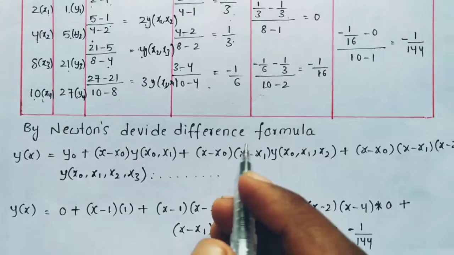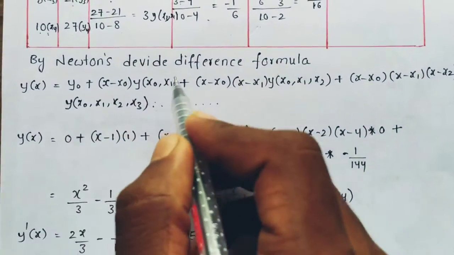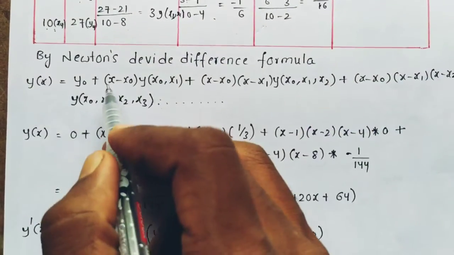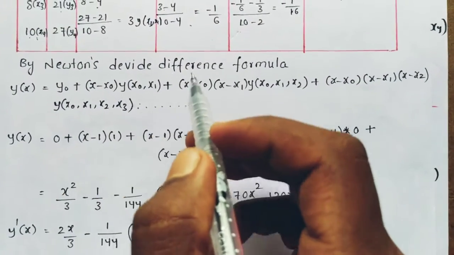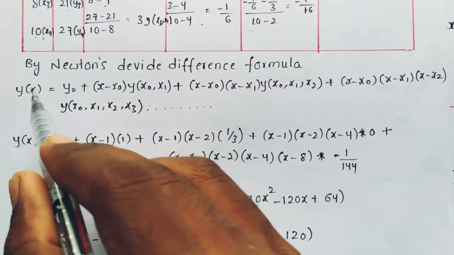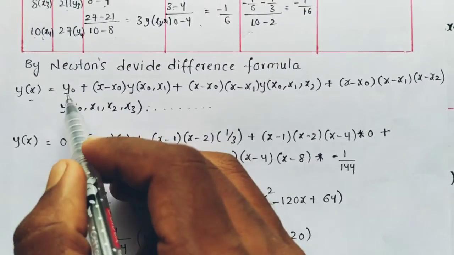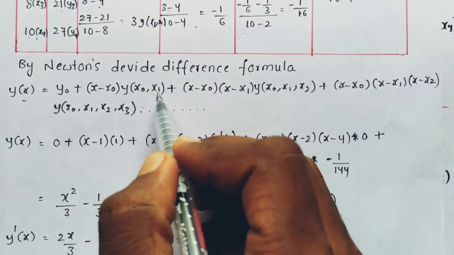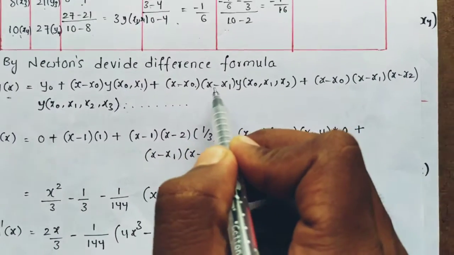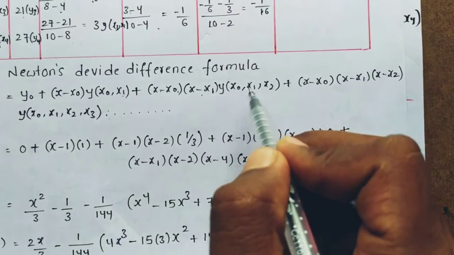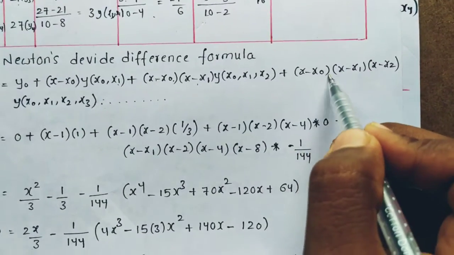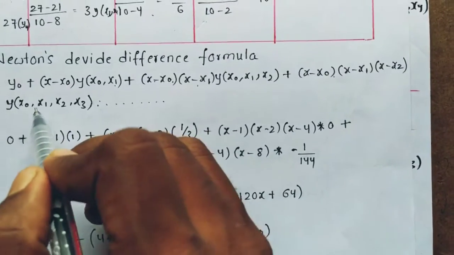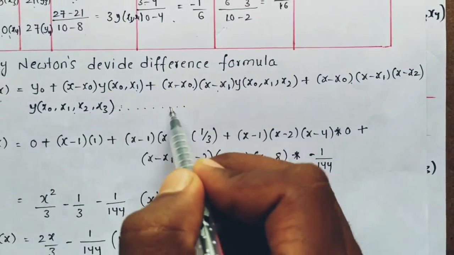Newton's divided difference formula. In Newton's divided difference formula, we know y of x equals y naught, and we have already seen the formula for finding an unknown function. Here y of x is the unknown function. The formula is y naught plus x minus x naught into y of x naught x1, plus x minus x naught into x minus x1 into y of x naught x1 x2, plus x minus x naught, x minus x1 and x minus x2 into y of x naught x1 x2 x3, and so on.